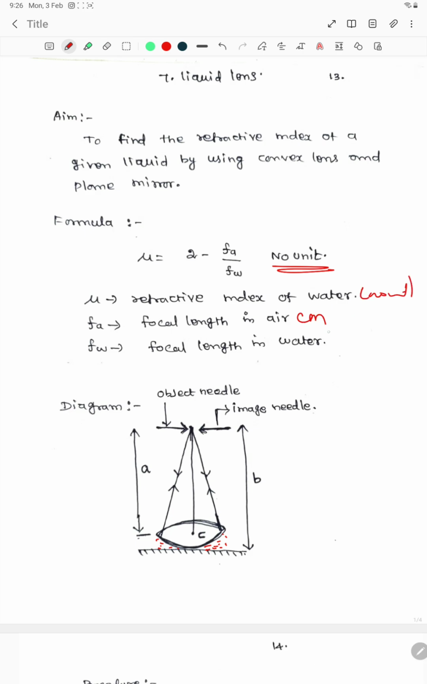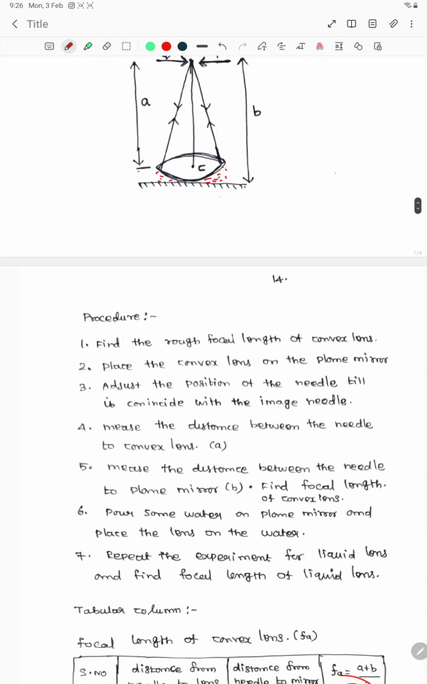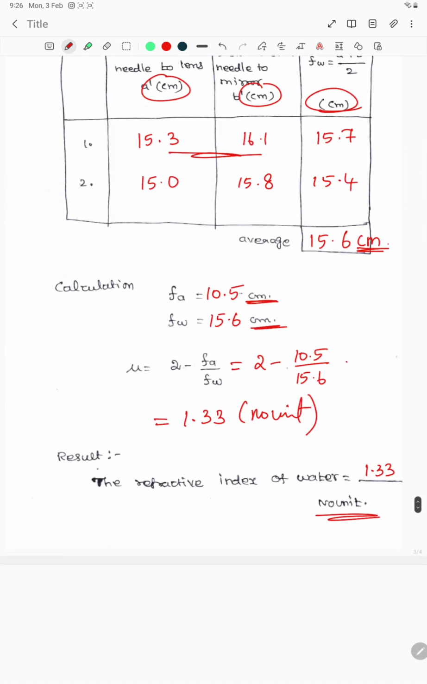Okay, centimeter. Make sure to draw the ray diagrams, the arrow marks in the ray diagram. Do not submit the paper without drawing the arrow mark. Is it clear? So I hope the liquid lens calculation is clear for you.